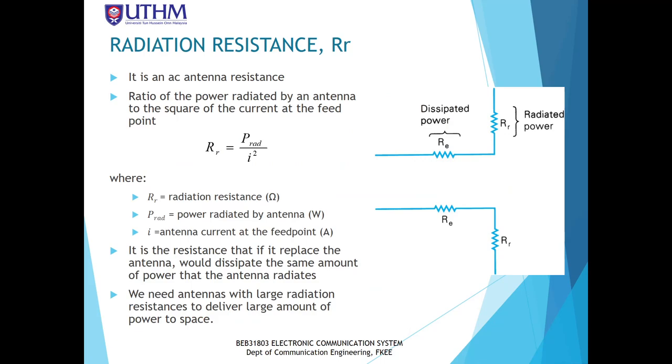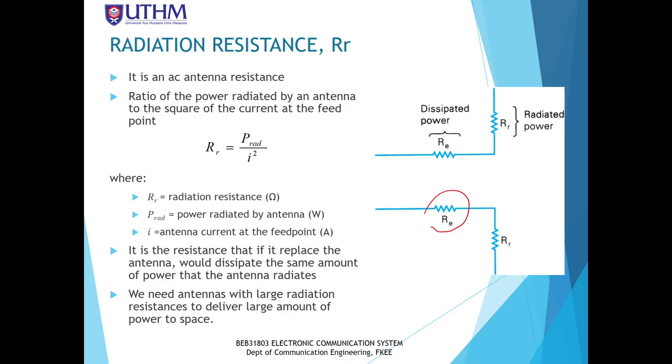And you see that here is the circuit, we can see that this is the equivalent circuit of the antenna, okay, which consists of RE and also RR. RR is the radiation resistance, RE is the effective resistance. Okay, RE is the effective resistance, RR is the radiated resistance. Okay, so RR is equal to P radiation divided with I square.